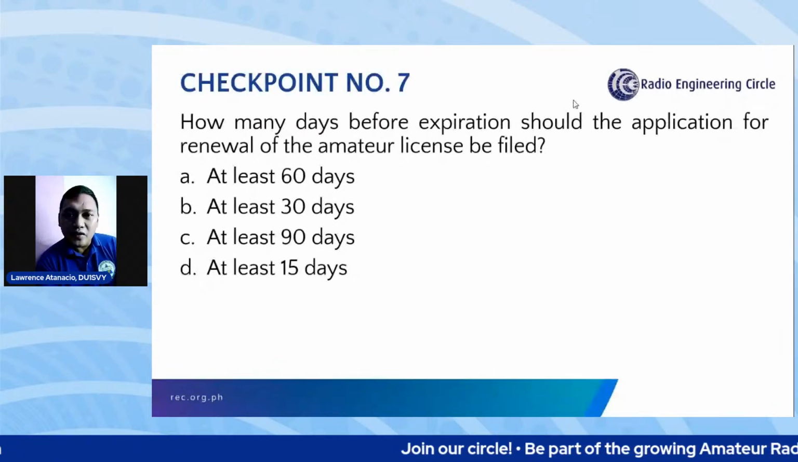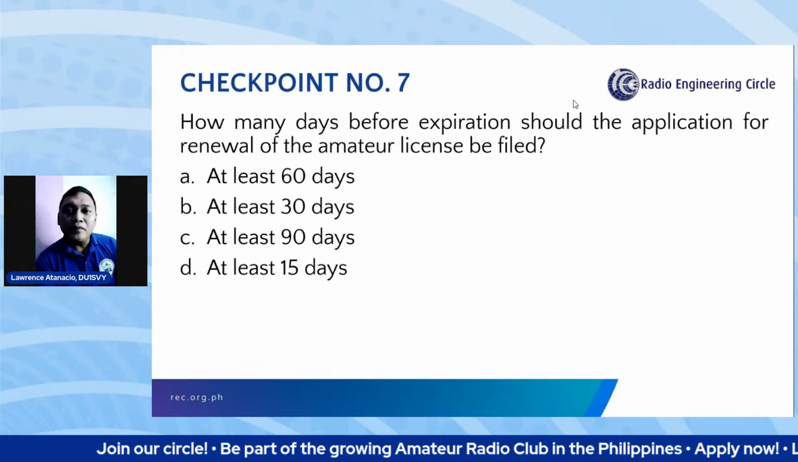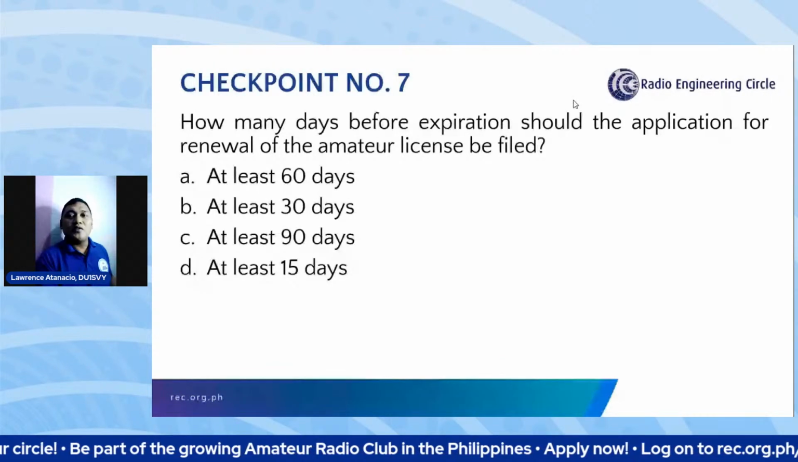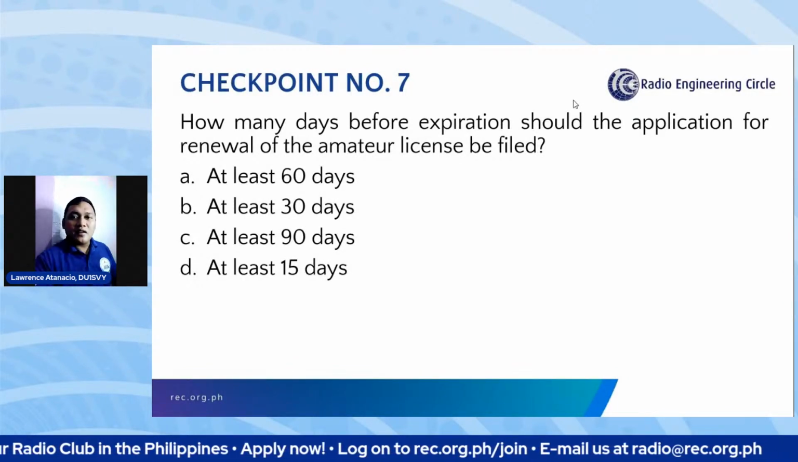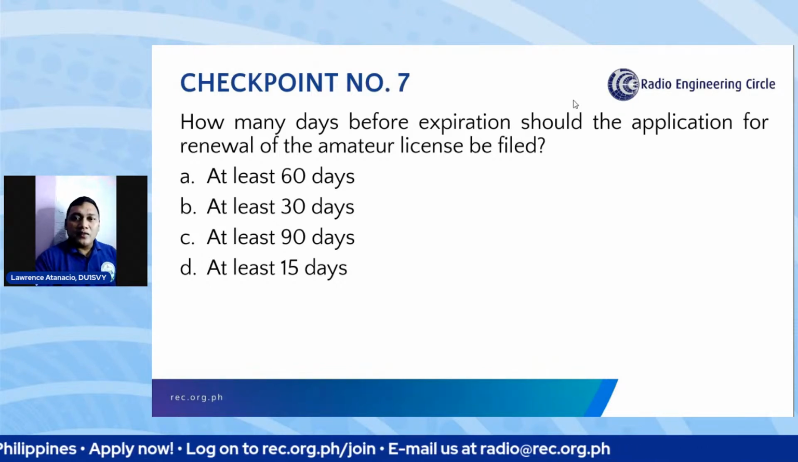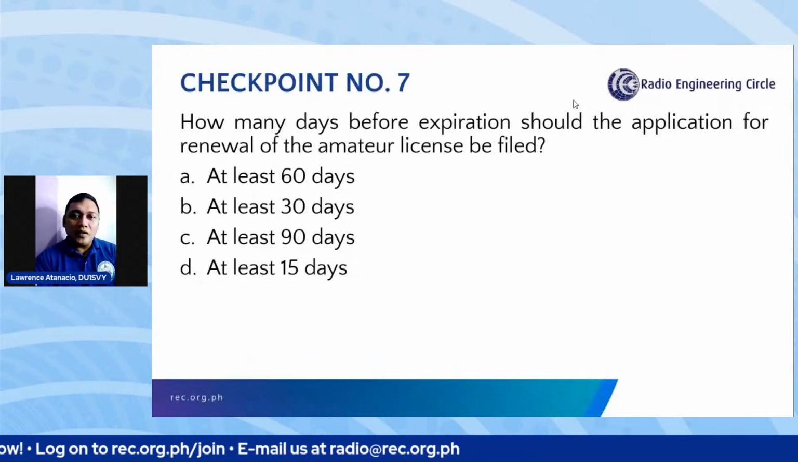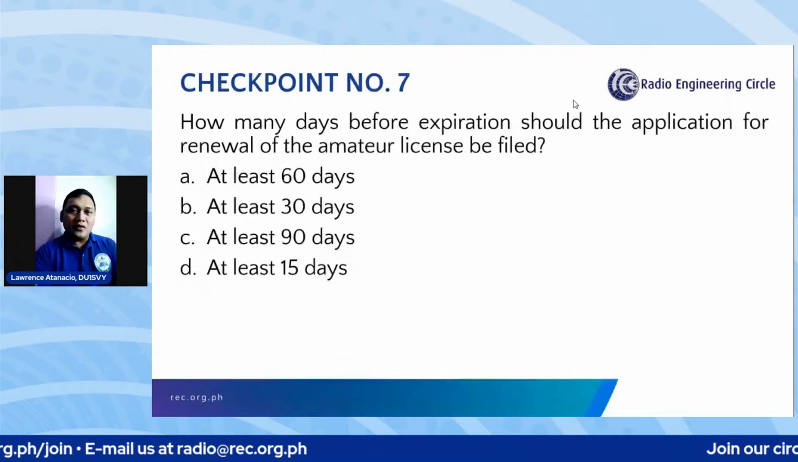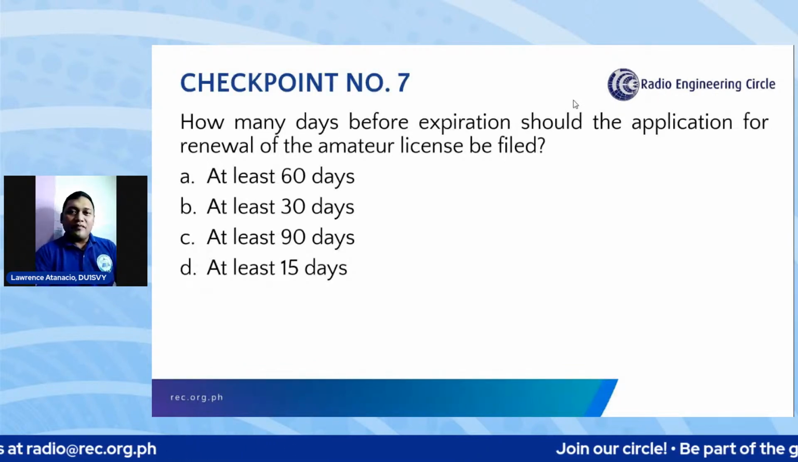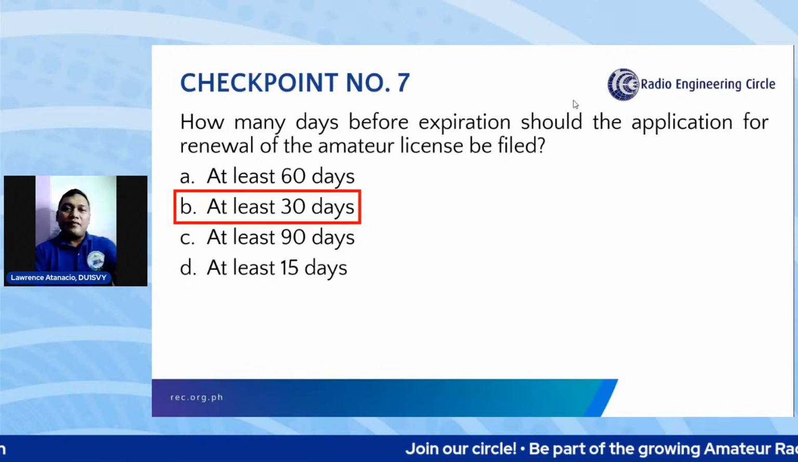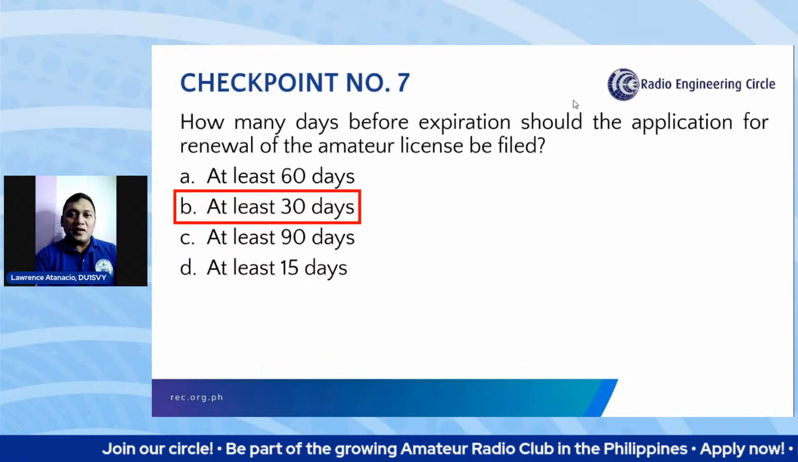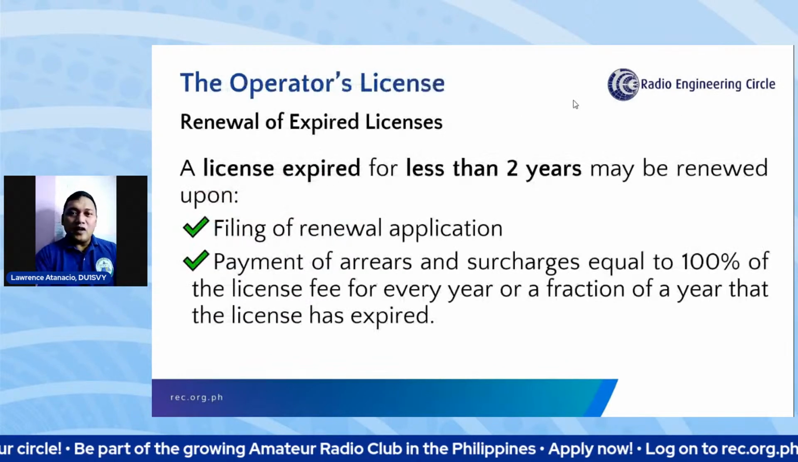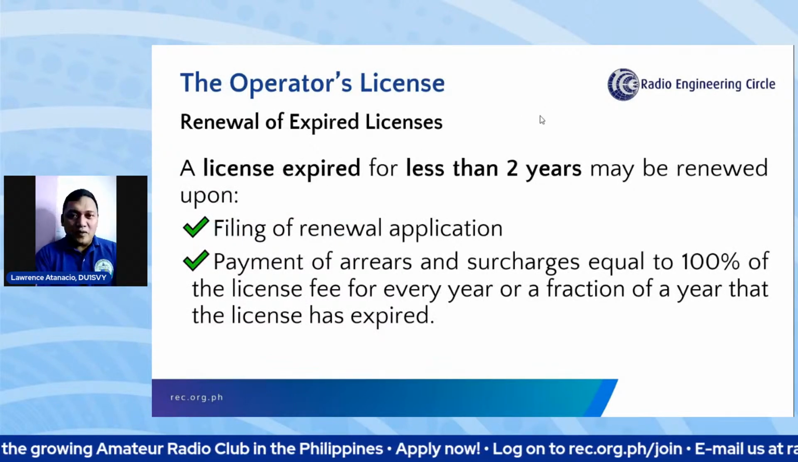Okay, checkpoint number 7. How many days before expiration should the application for renewal of the amateur license be filed? Ilang days daw yan? At least 60, 30 days, 90 days, or 15 days. Ano pong letter ang tamang sagot? Letter B. Okay, at least 30 days. Pag lumagpas, may penalty na po kayo.